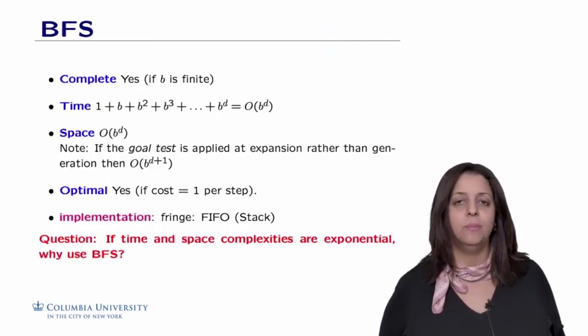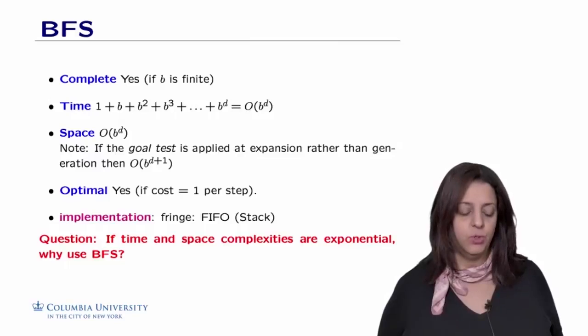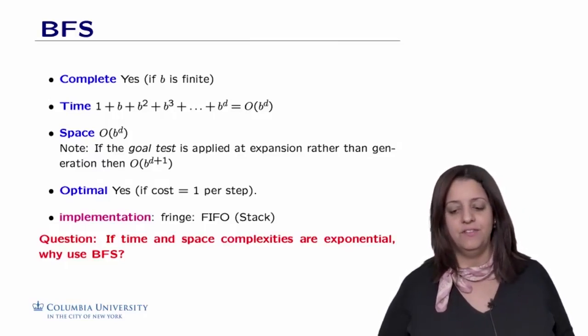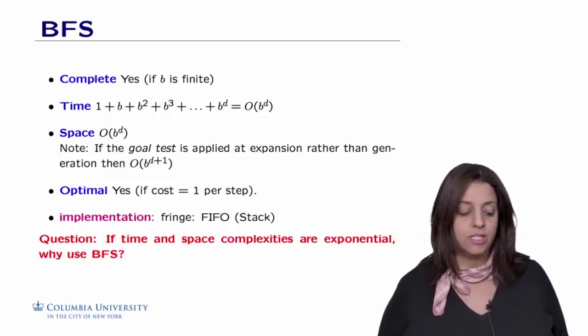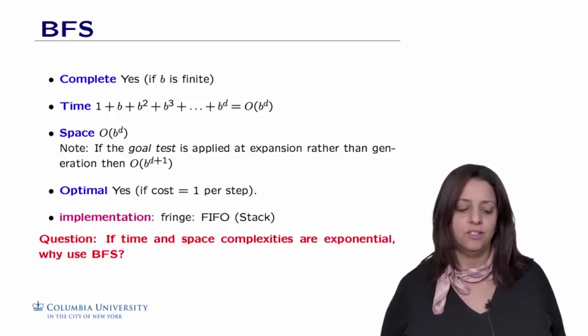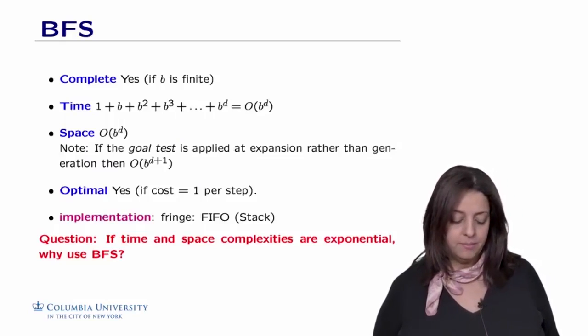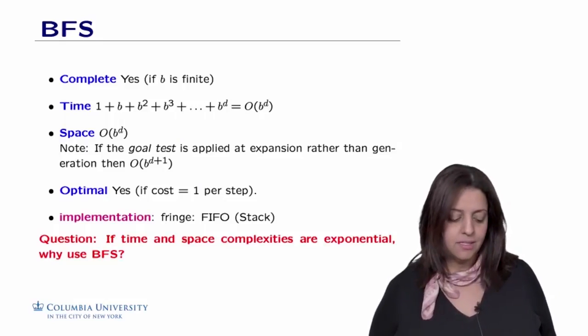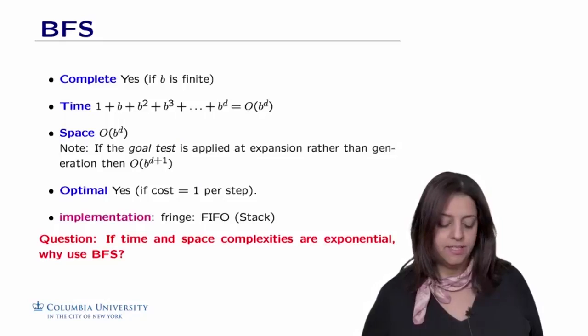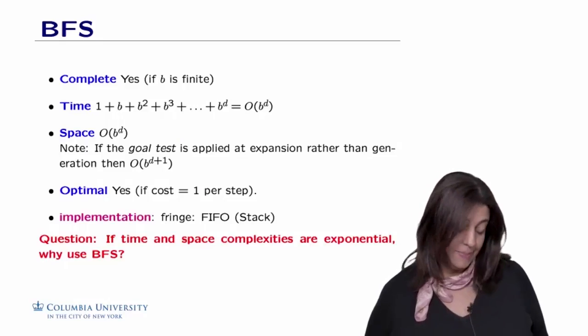So first of all, is it complete? Yes, it is, if b is finite, which means that the maximum branching factor is finite. We don't have an infinite space to explore. The search strategy is complete because we are going to find the solution if it exists. Second, the time and space complexity can be measured in terms of number of nodes. Remember that the time complexity is approximated by the number of nodes that are generated or expanded.